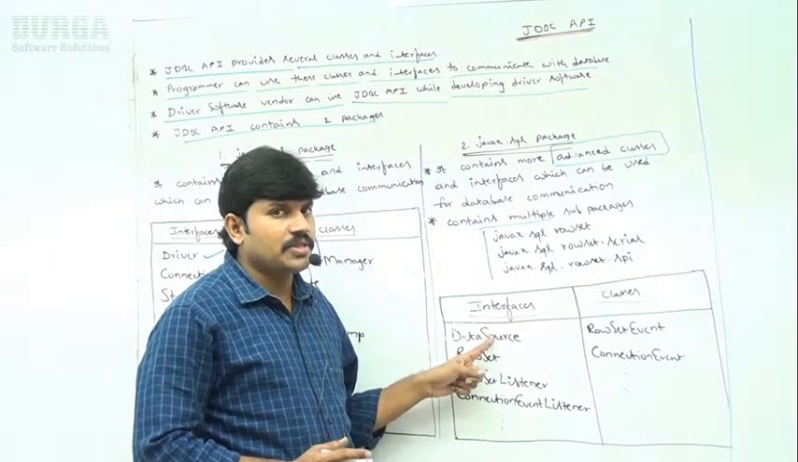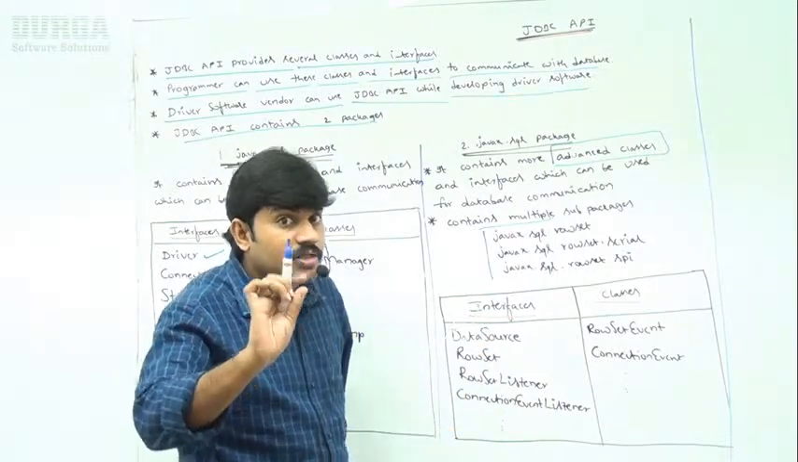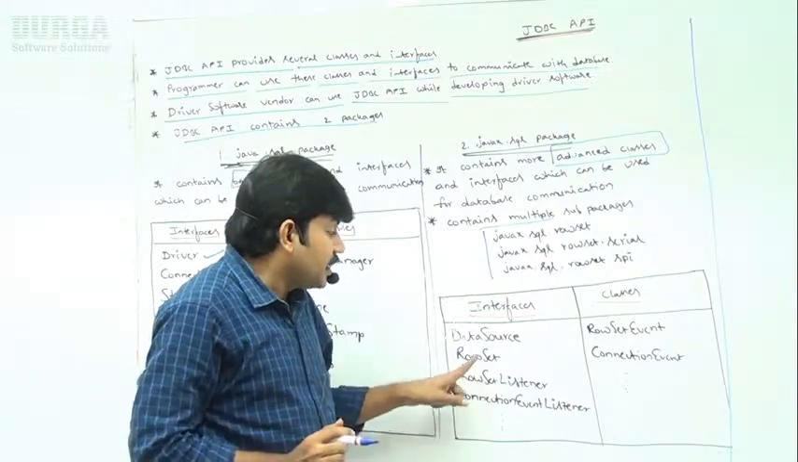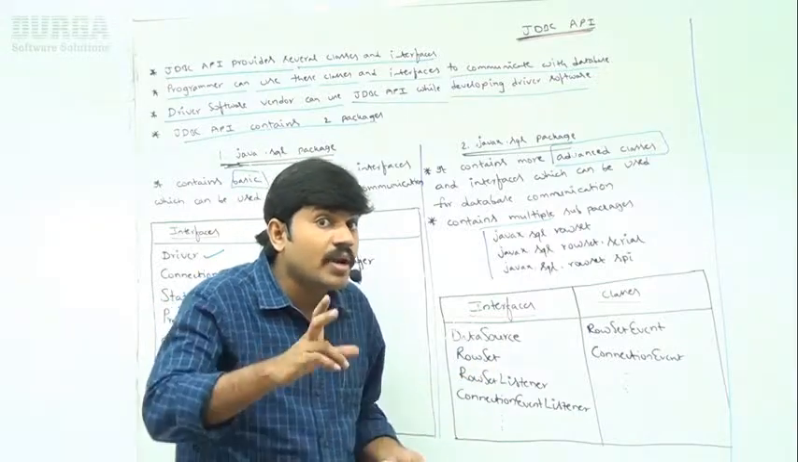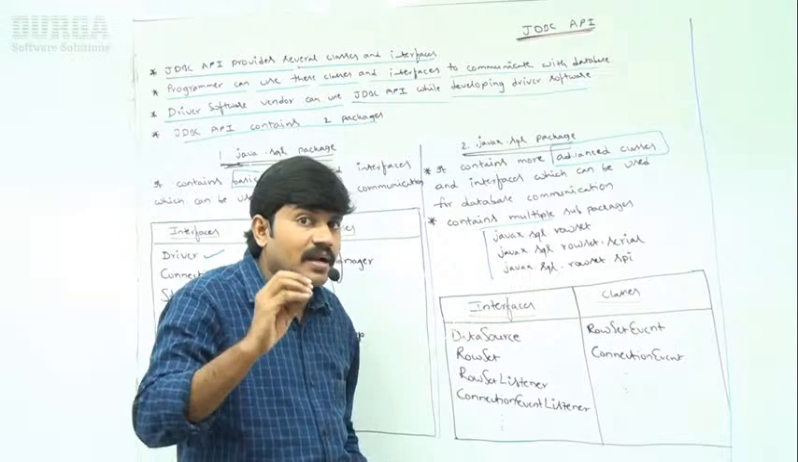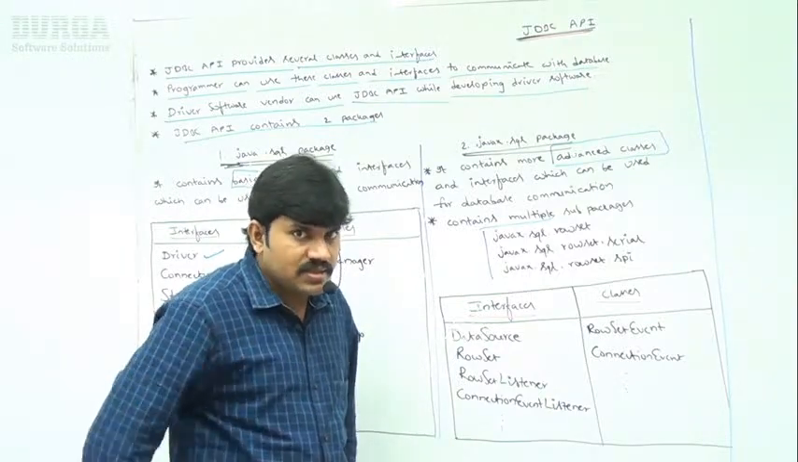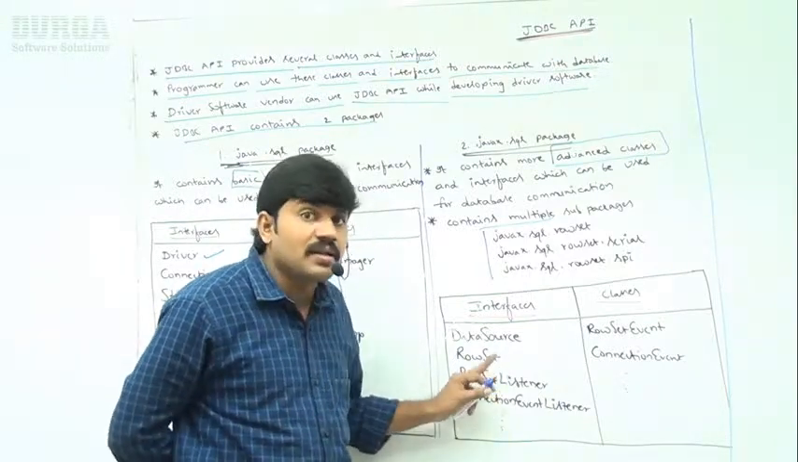DataSource. Remember this one, which can be used for the connection pooling concept. Next, RowSet, an alternative to ResultSet. The RowSet concept is an alternative to ResultSet, right? The RowSet is a more advanced ResultSet.